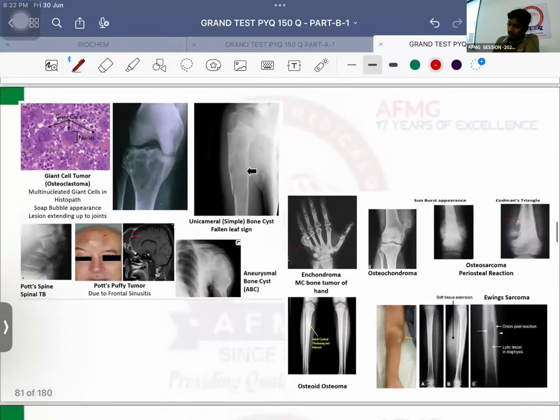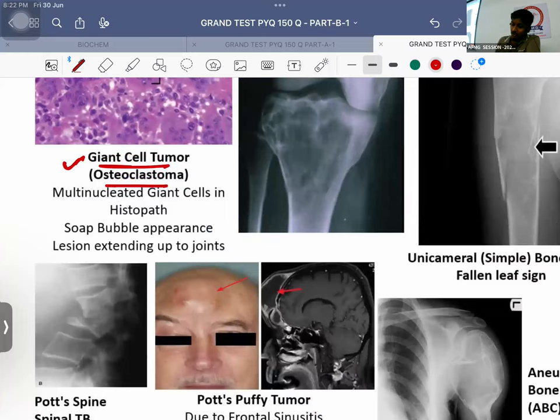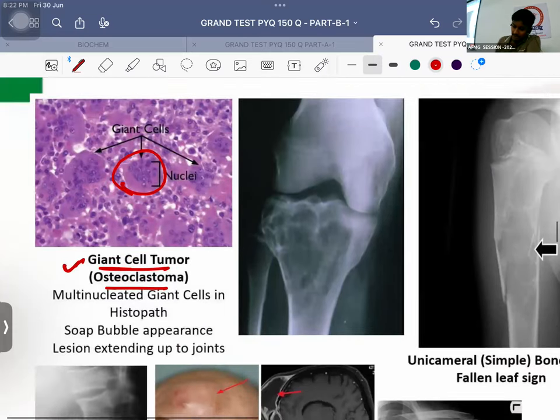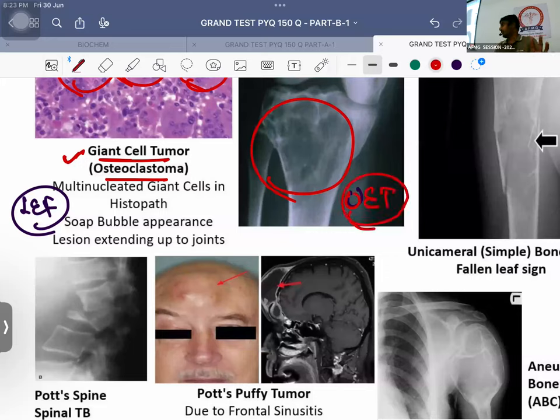No issues with this. This is again the snapshot from snaps itself. Giant cell tumor, osteoclastoma, showing multinucleated giant cells. Along with that, the classical soap bubble appearance. Please remember, commonly in the distal radius, but the most common site affected with giant cell tumor is not that. The most common site affected is the lower end of femur, followed by the upper end of tibia, followed by the distal end of radius. It is the third most common site. Okay, lesions are extending up to the joints until the epiphysis.